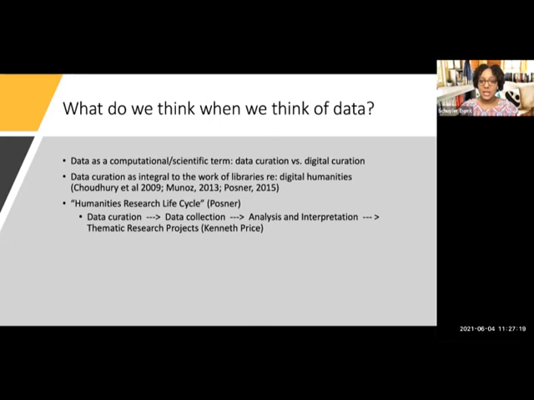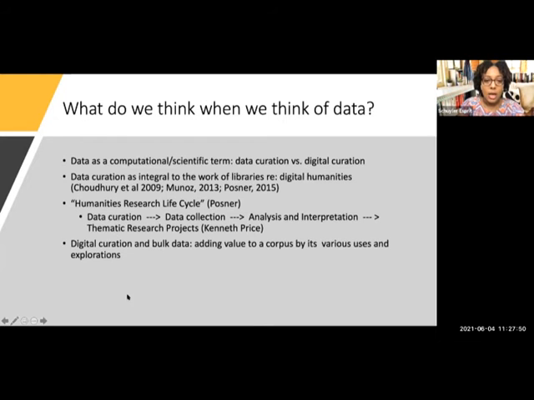Then we go to analysis and interpretation, and then we produce out of that. I have been producing out of that data for a while what we call thematic research projects, a term coined by Kenneth Price, to think about what it is that we produce as digital humanists, right? So from that perspective, there is a research life cycle. And when we get to the end and we produce these research projects, new questions come up about what other types of data we need to curate, and the cycle continues, right?